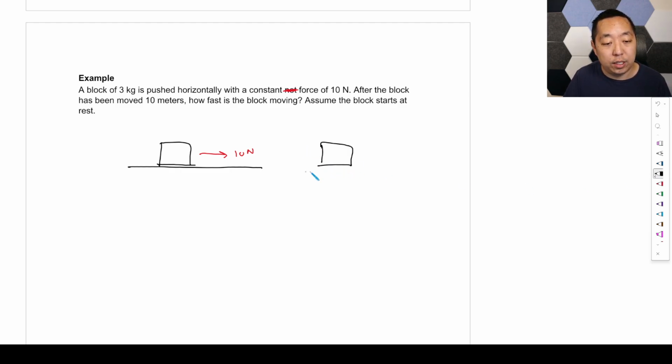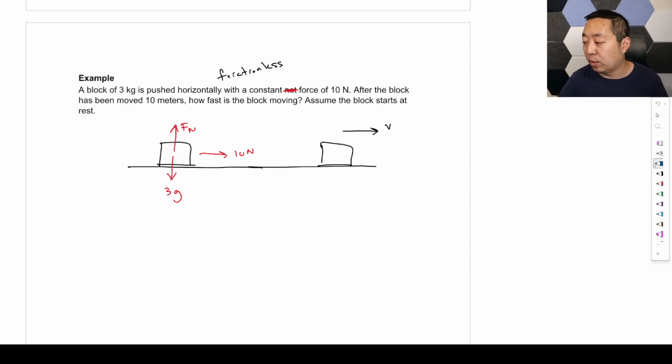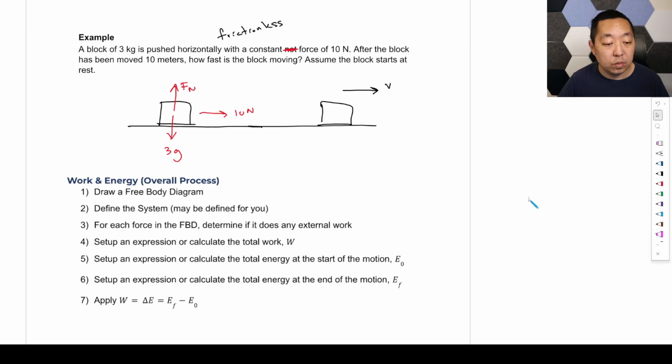Okay, so then the block later on is moving with some velocity v, and we'll just say it's a frictionless surface. Let's keep it simple here, because otherwise I'd have to specify that. So let's draw a free body diagram, right? We're going to have mg, we're going to have normal force, and we have this 10 newton force to the right. That's our first step. All right, so we've drawn the free body diagram here.